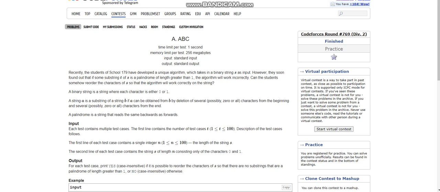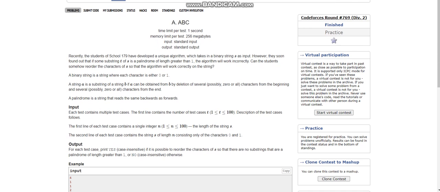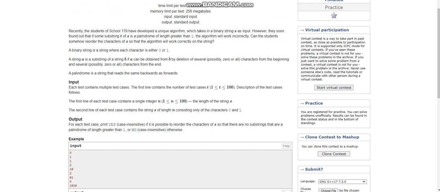Hey guys, so I'm going to solve question A of Codeforces Round 769 Div 2. I hope you already read the question carefully. Now I will tell you the main intuition behind the problem.